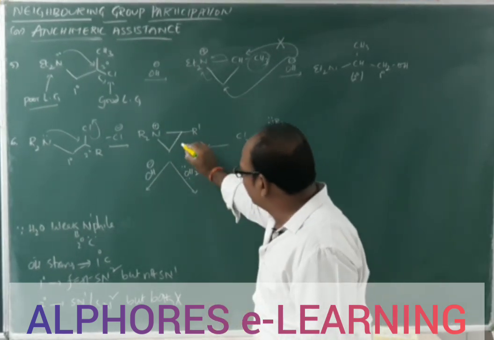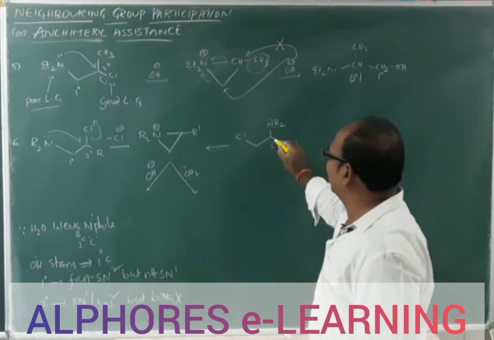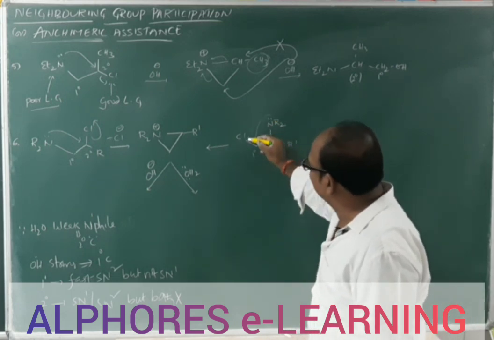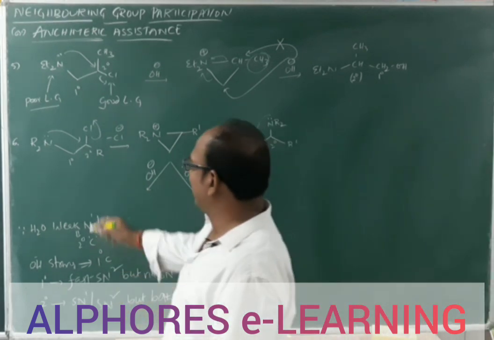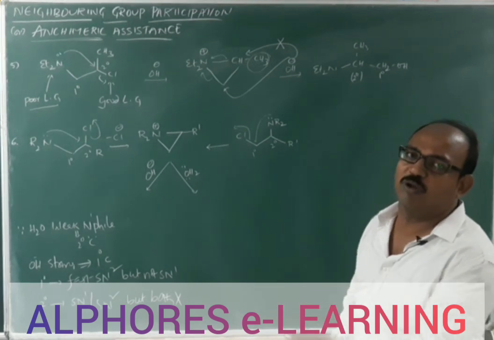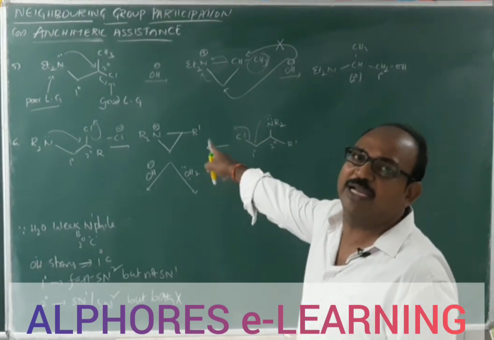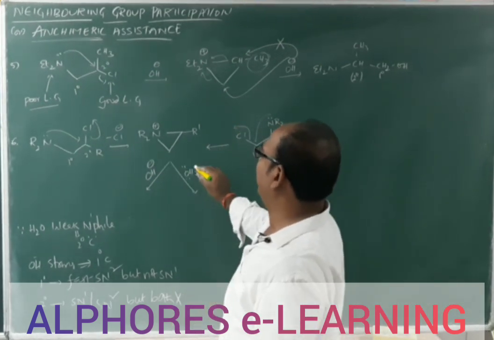Now the same intermediate you are considering, nitrogen is located at secondary carbon and chlorine also located at primary carbon. In such a scenario also the same thing happens, you are getting the same intermediate. That means here you may consider 2-chloro-1-amino, or here 1-chloro-2-amino. Either of the substrates, we are getting the same intermediate. Now this one upon treatment with OH minus and H2O.